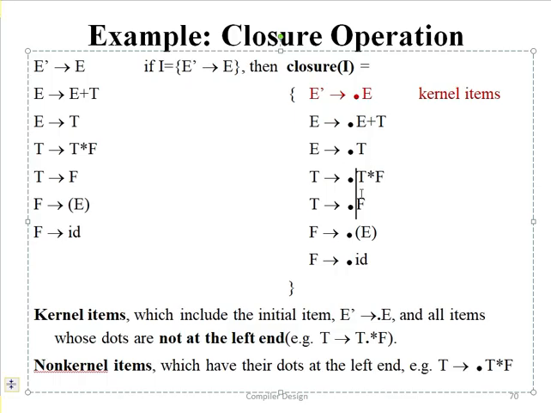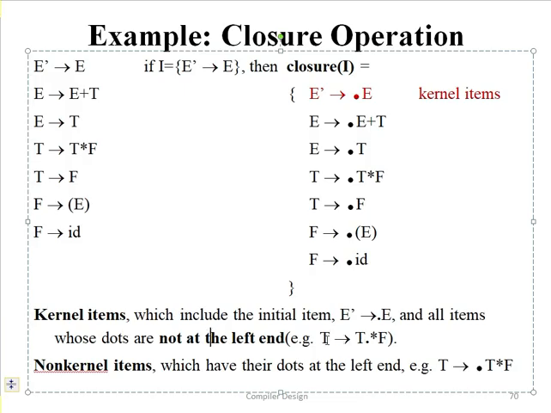So here, from those items, we have two categories of items: kernel items and non-kernel items. Kernel items are the items that include the initial item, that is the item by which we augmented the grammar, and all other items whose dots are not at the left end.